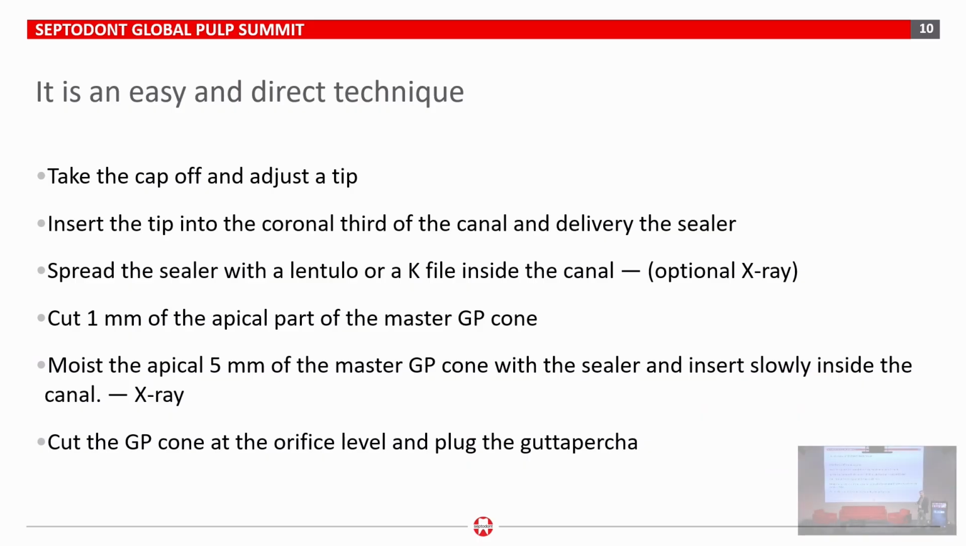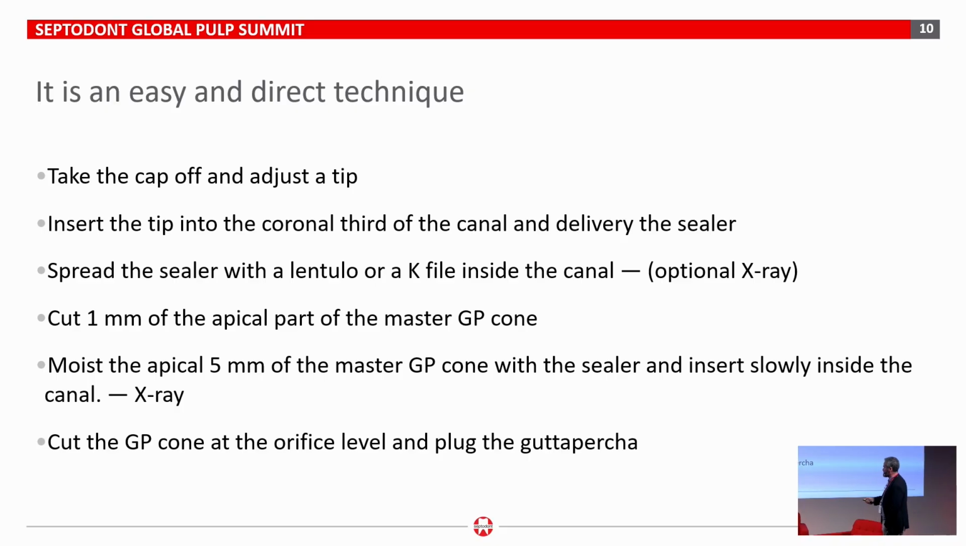For the technique, we have a lot of ways to do it, but it could be an easy and direct technique because we take off the cap and we adjust a tip. We insert the tip into the coronal third. This is important. For me, it's important to put the sealer only in the coronal third, a small amount of sealer. Then we can spread the sealer with a lentulo or a file to the apical part. This is optional, and it's optional to take an X-ray to see if we have sealer all along the canal.